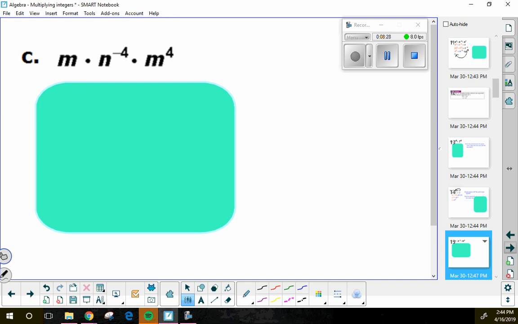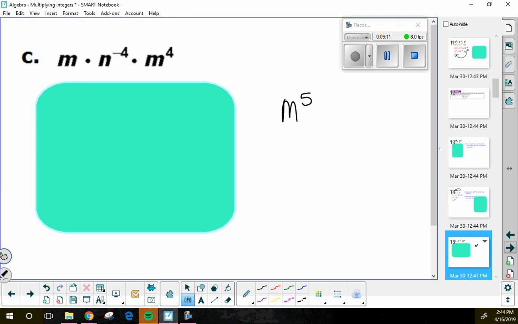Yes, let's try this one. This was the exact example I was looking for. We also, Jonah, want to go back and remember the things that we learned yesterday as well. So it's m to the 1st times n to the negative 4 times m to the 4th. So we're going to add the exponents on the m's. What is the exponent on the m's? 5. It's going to be 5. M to the 5th. What is the exponent on the n? Are we allowed to have a negative 4 exponent?